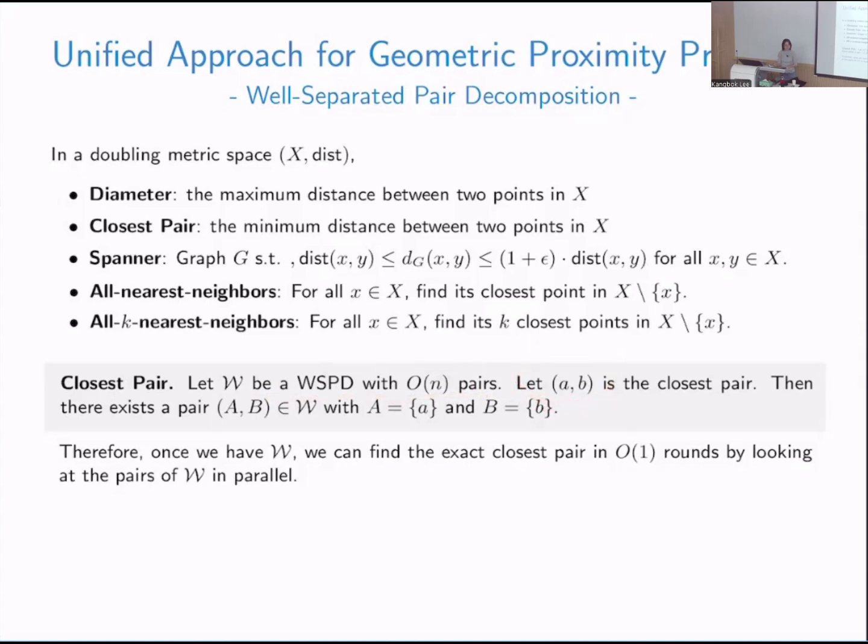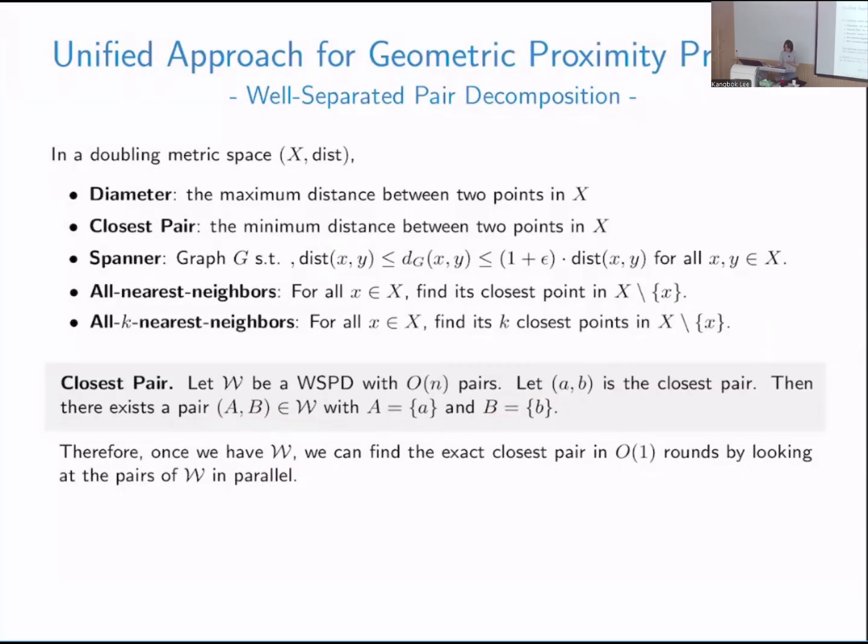Then you can show that there exists a pair in the WSPD where A consists of a single point A and B consists of a single point B. You can prove this using the definition of the WSPD. Then once we have W, we can find the exact closest pair in a constant number of rounds by looking at the pairs in W in parallel.